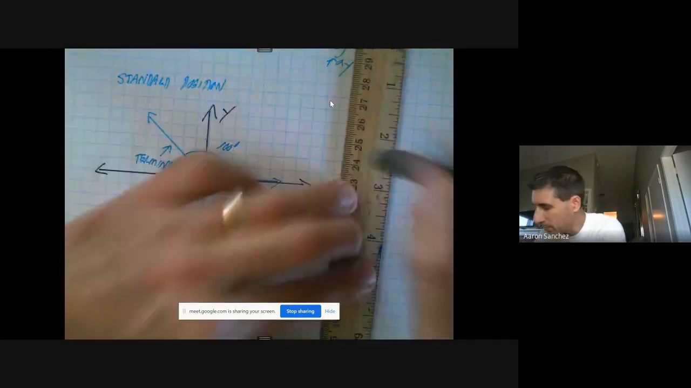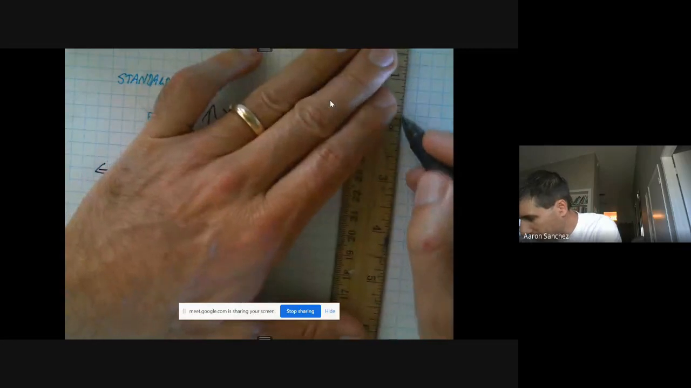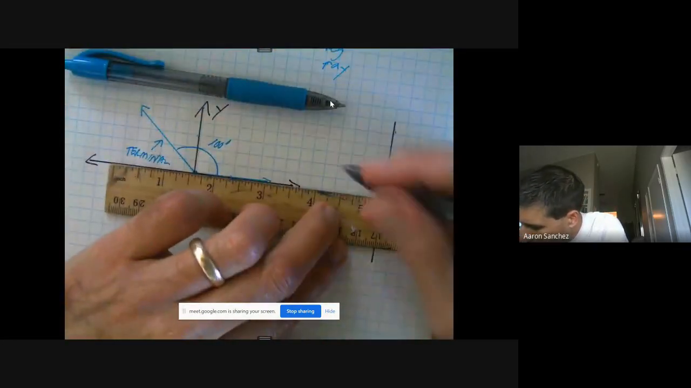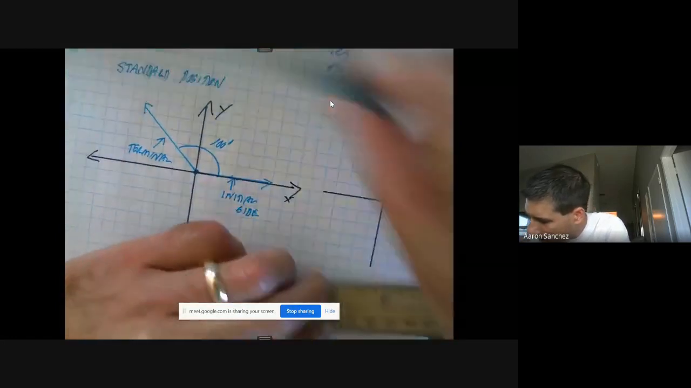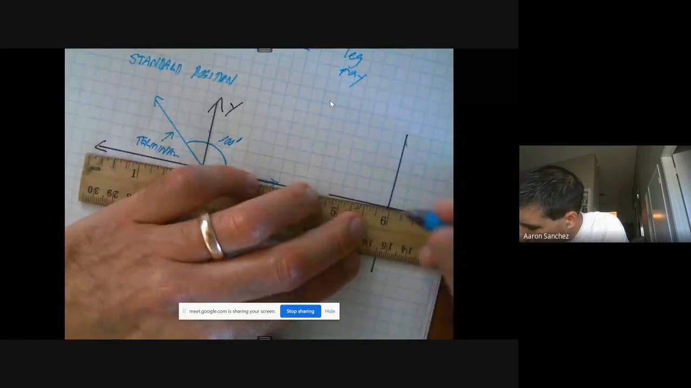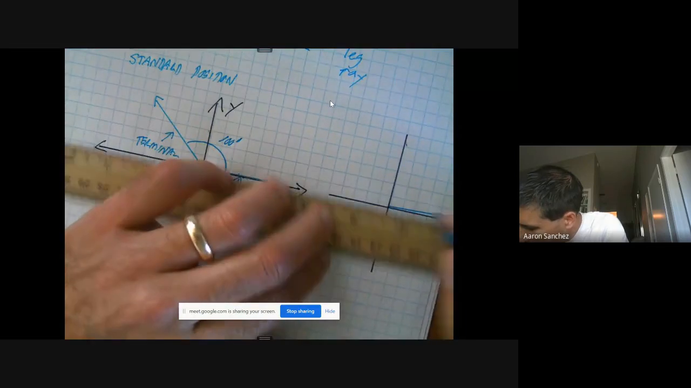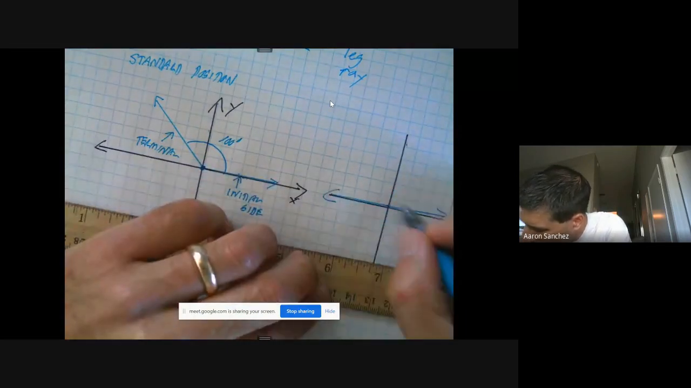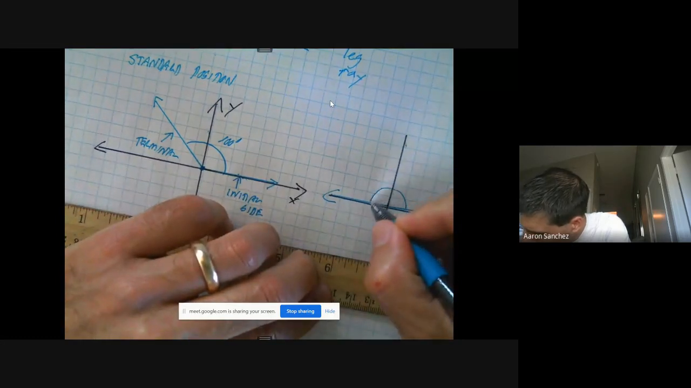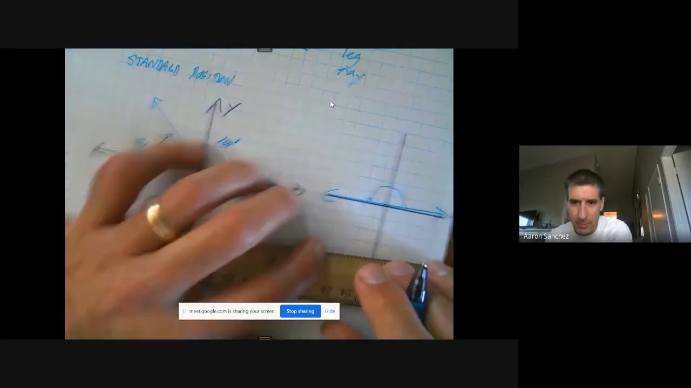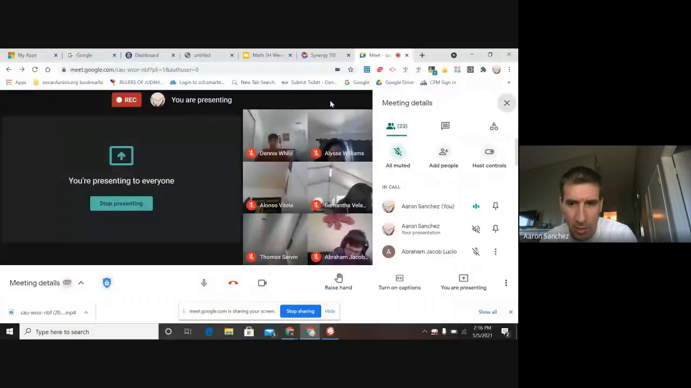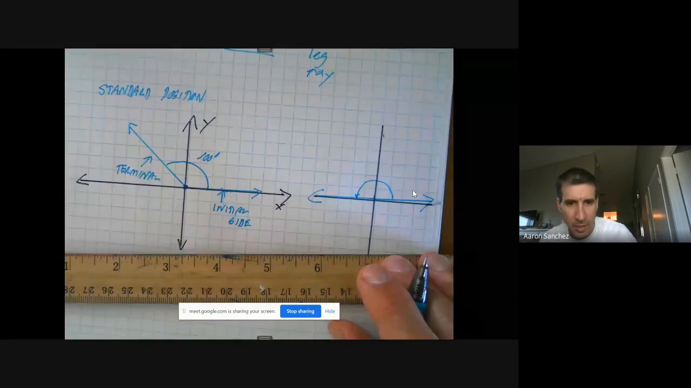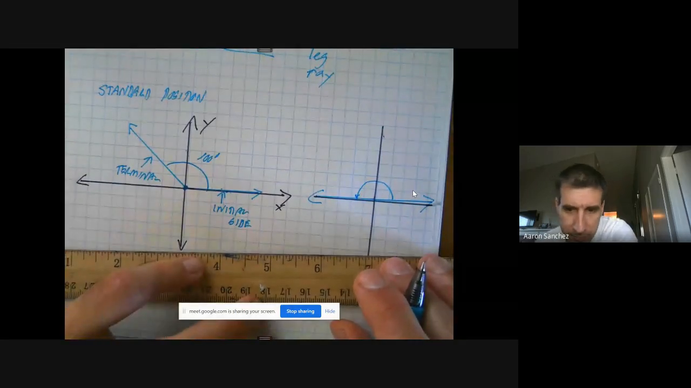I'm going to draw another one. I'm going to draw these quick, so they're going to be quick and sloppy. Let's say I have another angle right here. My initial side's right here, and let's say my terminal side goes over here. Well, guess what? How many degrees would that angle be? Give it a go. Let's go with Alonzo. How many degrees would that angle be there?